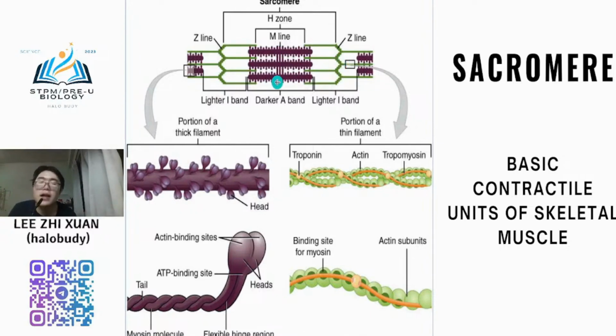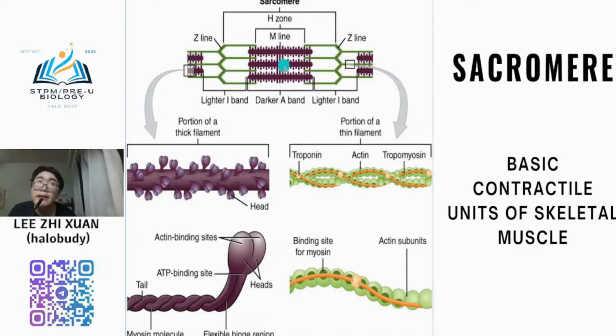So very easy. Normally in the sarcomere structure, the thick filament is at the middle part. At the middle of your sarcomere will be containing the thick filament. In the thick filament, the middle one we call the M line. M line is very simple: middle. So at the center of the sarcomere we call it the M line.